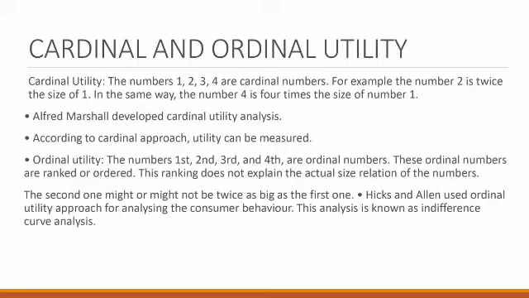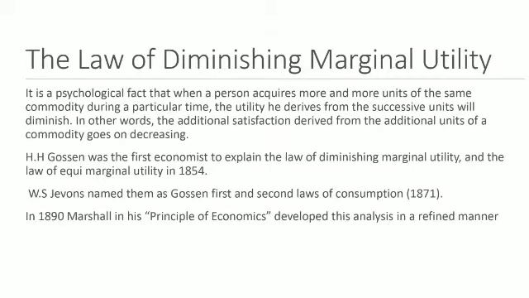Now we'll discuss the important topic, that is the theory in detail, the law of diminishing marginal utility. It is a psychological fact that when a person acquires more and more units of the same commodity during a particular time, the utility he derives from the successive units will diminish. In other words, the additional satisfaction derived from the additional, that is marginal, unit of a commodity goes on decreasing. That is a fact.